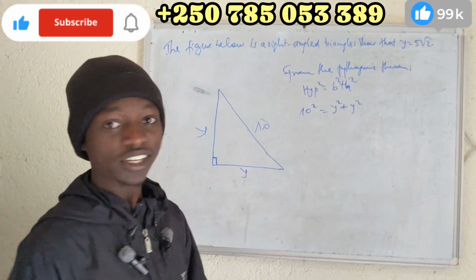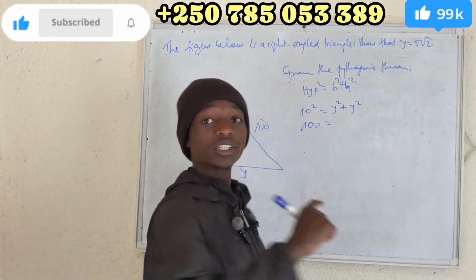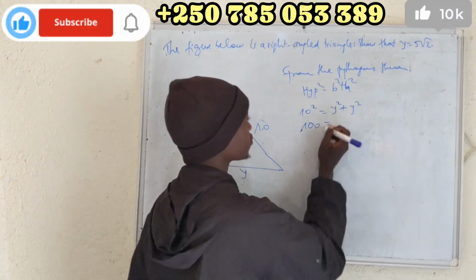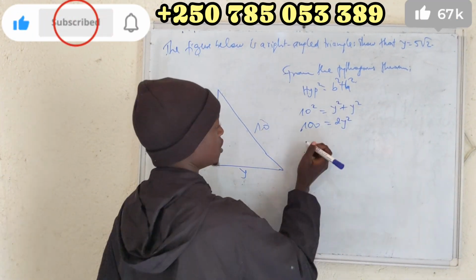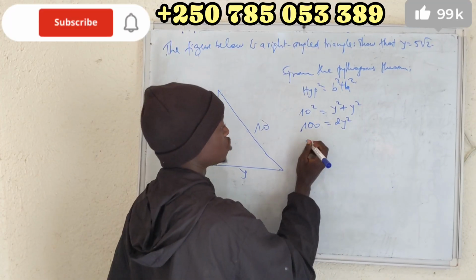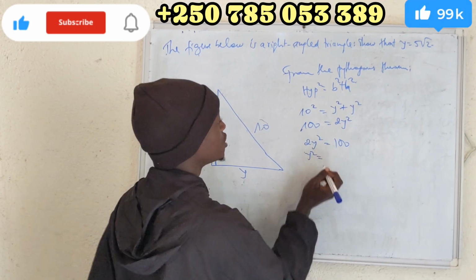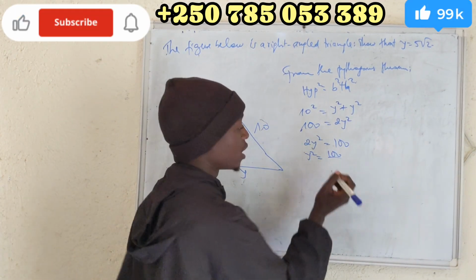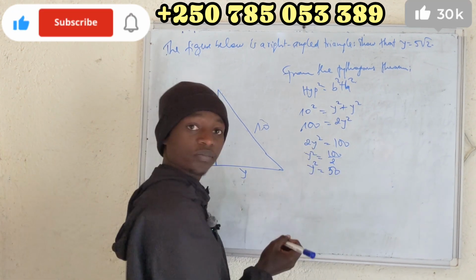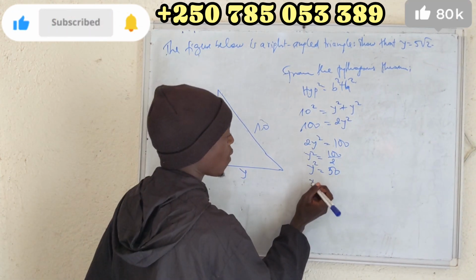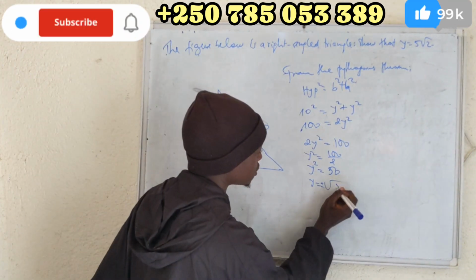Okay, so 10 squared is equal to 100, which is equal to y squared plus y squared. We have 2y squared. You can rewrite it as 2y squared is equal to 100. So y squared is equal to 100 divided by 2. So y squared is equal to 50. What is y? y is equal to plus or negative root of 50.